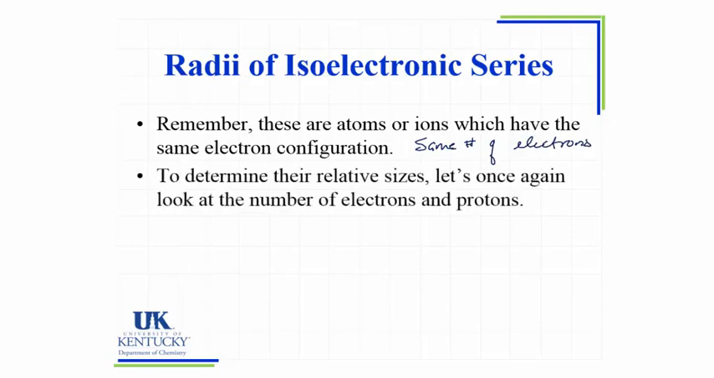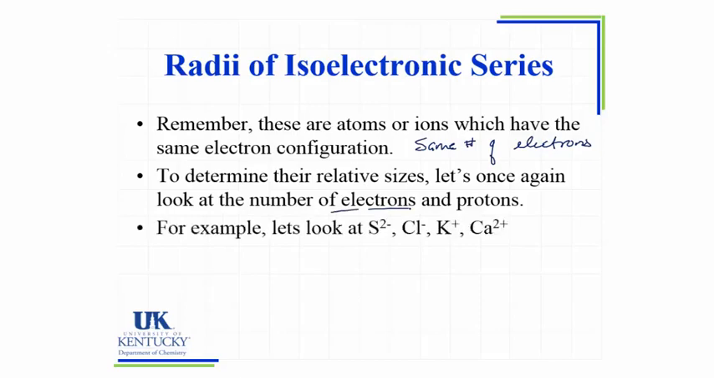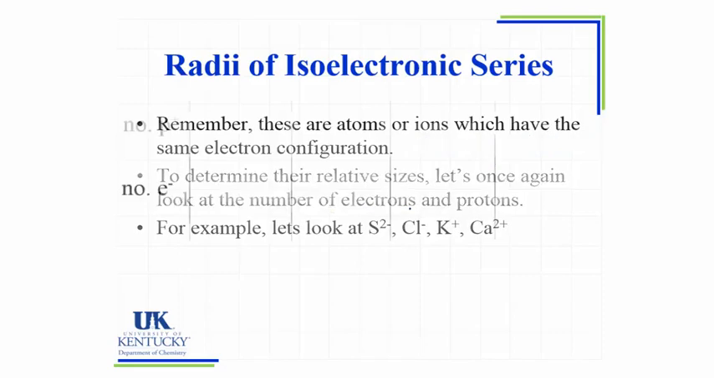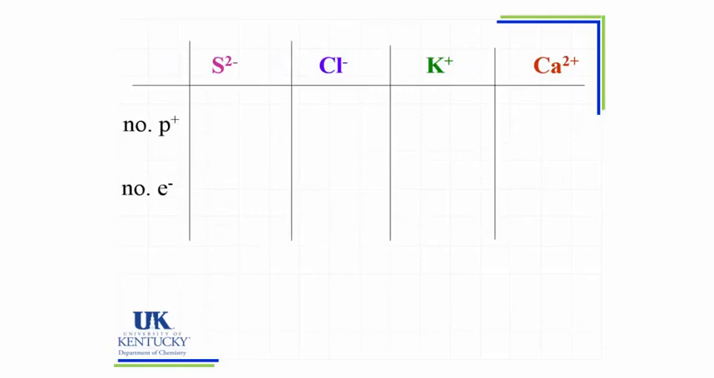Now, once again, it's helpful to compare the relative number of protons and electrons when we do these isoelectronic series. Since they're isoelectronic, the number of electrons is not going to be changing, but the number of protons will. So we're going to look at a series of these 4 ions. We've got sulfide, chloride, potassium ion, and calcium ion. And we'll work our way through a table again. So let's construct another table.